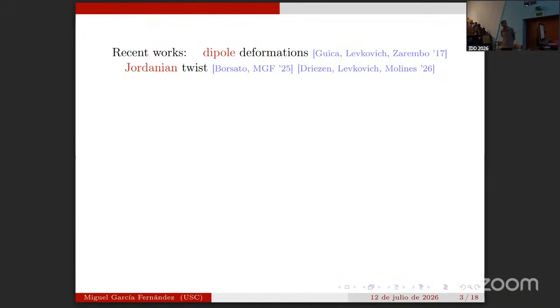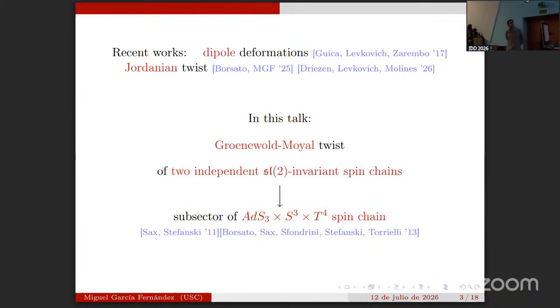There has been very recent work on Drinfeld twist deformations of the N=4 super-Yang-Mills spin chain, in particular by performing what's called dipole deformations and Groenewold twists. But here I want to consider another type of deformation called the Groenewold-Moyal twist, which is probably the most well-known way of introducing noncommutativity in gauge theories. As I will try to explain, to do this deformation we need our spin chain to be invariant under a symmetry algebra of rank greater than 1. So that's the reason why I consider here the minimal possible setup, which is just two independent SL2 invariant spin chains.